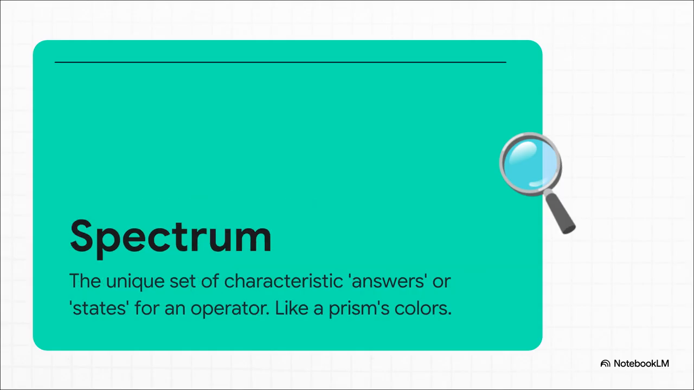All right, next up is the spectrum. This is super cool. Every single operator has a unique set of answers it's allowed to give. Taken all together, these answers form its spectrum. The prism analogy is perfect. You shine white light through a prism and you get a rainbow, the spectrum of light. You analyze an operator and you get its unique spectrum of possible states or answers. It's like its mathematical fingerprint.